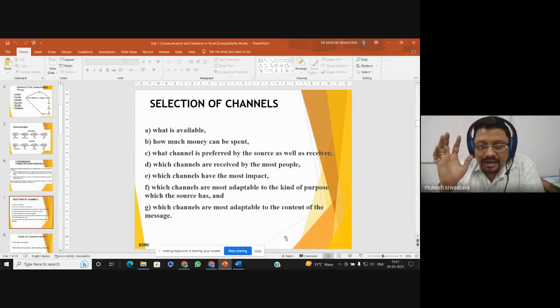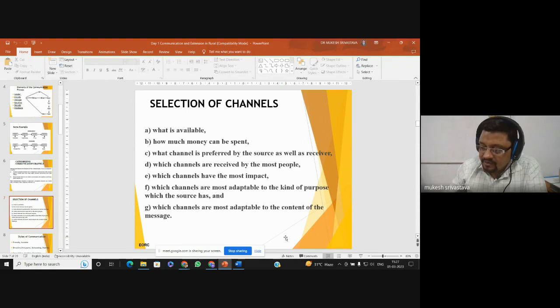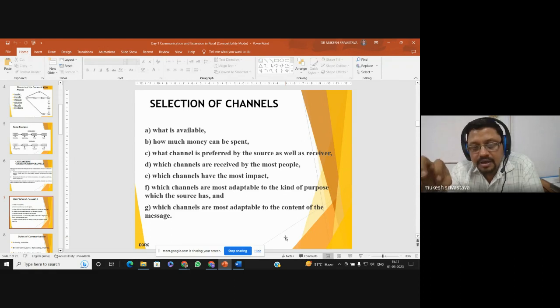Next is which channel is most adaptable to the content of the message. Now again I'm talking about the content in that particular message. What information you are going to use through that particular channel. Is that information so necessary, or is it a regular information you are going to give to that particular rural person, or how much importance you are giving to your content, or what is the length of that content, how much you are going to brief that content. So it is very important to understand how much content you are giving.